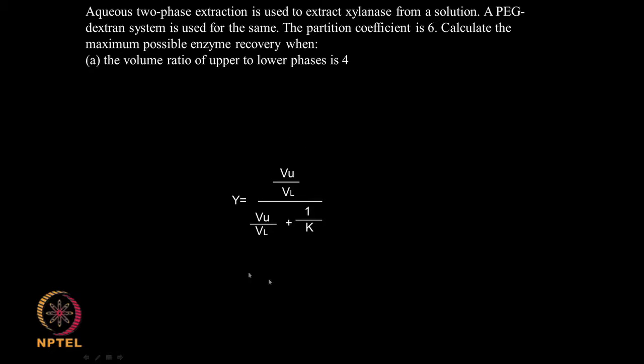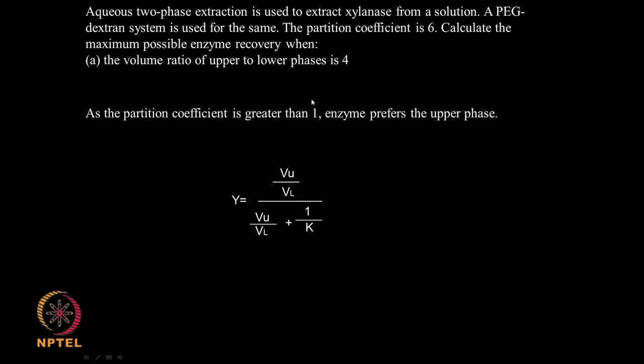Now, you need to use this equation. Yield is equal to VU by VL divided by VU by VL plus 1 by K. Here, K is given as 6. VU by VL is given as 4. So, I want to calculate yield. So, I put 4 plus 1 by 6 and I calculate Y. Okay?